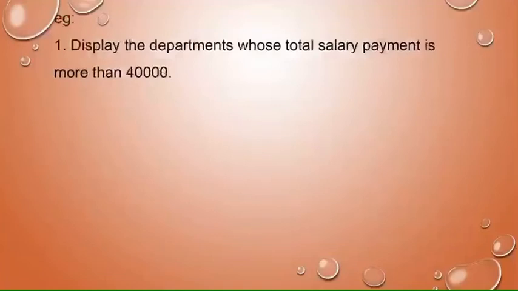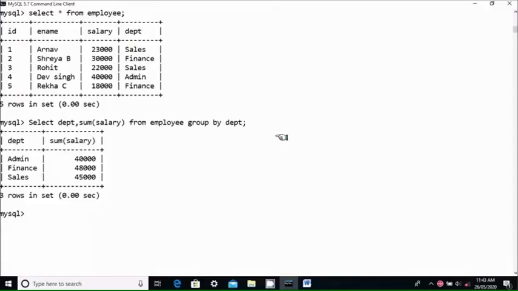Now we can check one example using having clause. Display the departments whose total salary payment is more than 40,000. That means the salary paid for the particular department is more than 40,000. We can check this query.